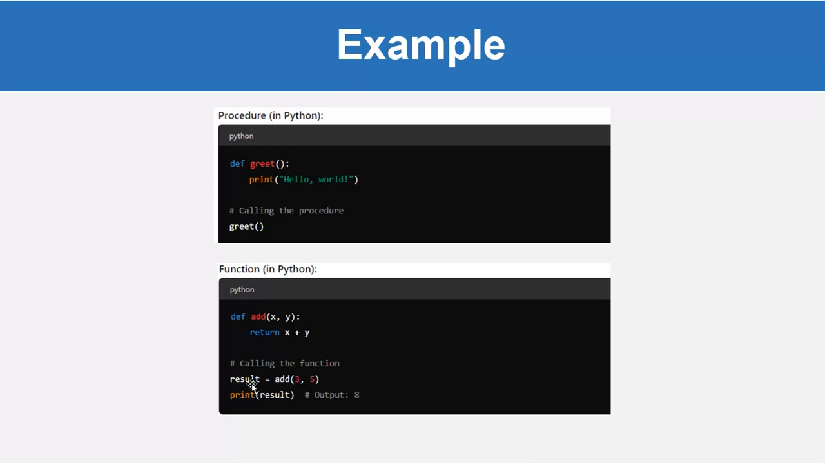So when we call the function, result = add(3, 5), and print result. We call the function add with the two values 3 comma 5. It will add the numbers 3 and 5, that means 3 plus 5 is 8. So it will print the result 8 here.